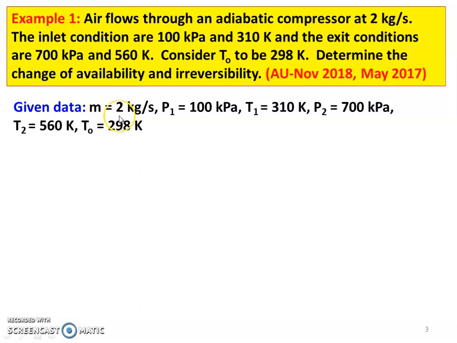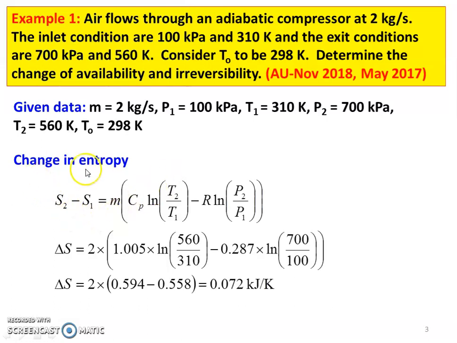Given data: mass equal to 2 kg per second, initial pressure P1 equal to 100 kilopascal, initial temperature T1 equal to 310 Kelvin, final pressure P2 equal to 700 kilopascal, temperature T2 560 Kelvin, and T0, surrounding temperature, 298 Kelvin. For the availability and irreversibility problem, first we have to calculate the change in entropy.